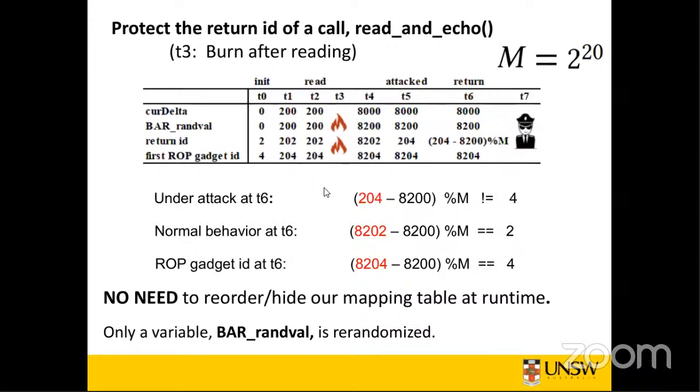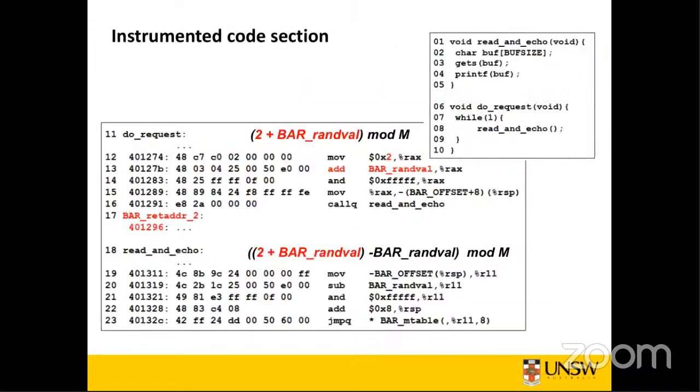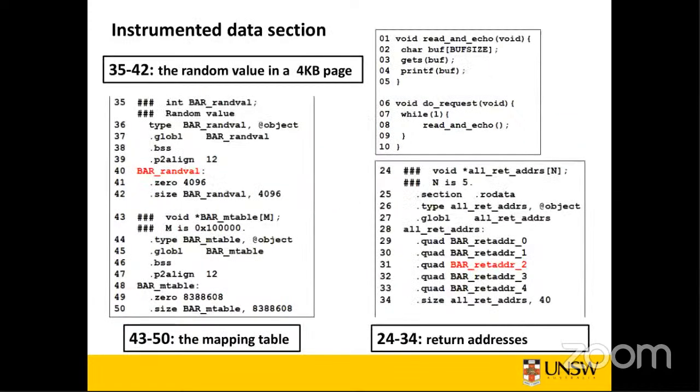It's very important to know that we do not need to reorder or hide our mapping table for a long time. This design makes our solution extremely fast. In this slide, we give an example to show how to instrument the code sections. In this slide, we show how we instrument the data section. I think I should speed up.